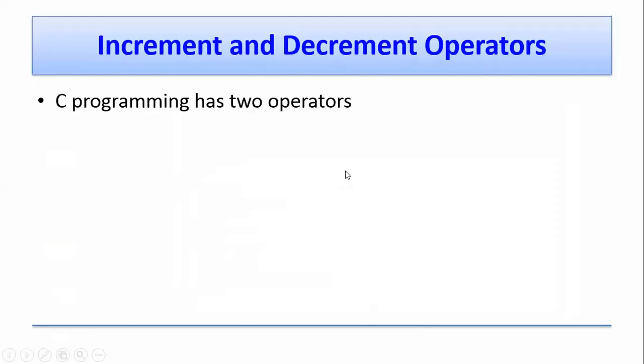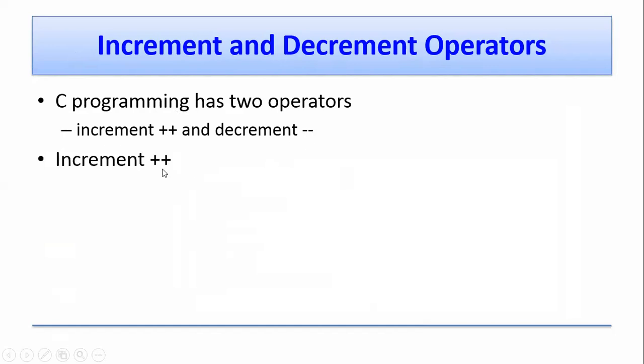Okay. And the next one is increment and decrement operators. Actually, in C programming, we have two operators we call increment and decrement. Increment is represented by using two plus signs. Decrement is represented by two minus signs. So increment increases the value by 1.